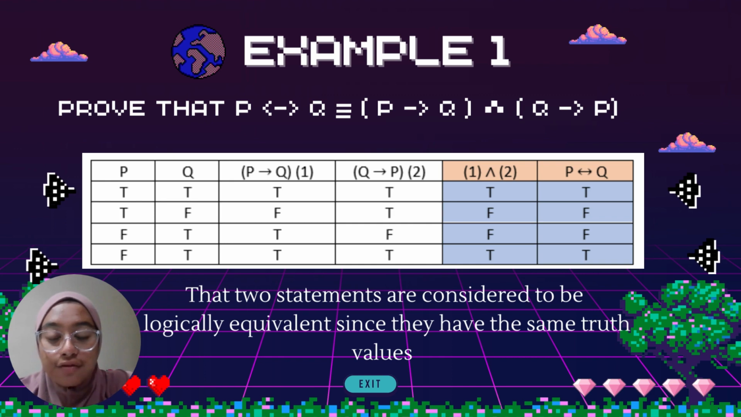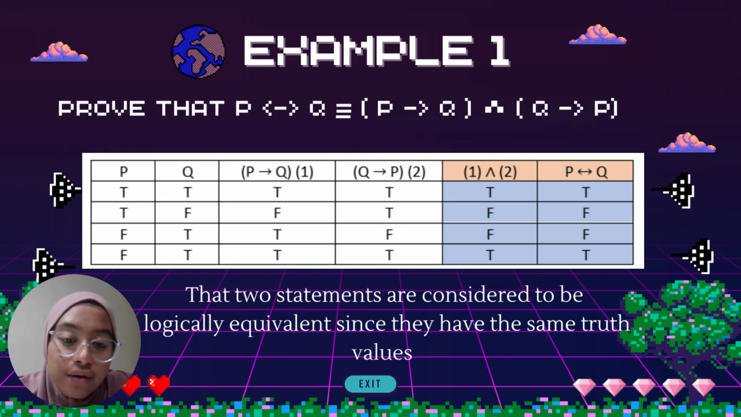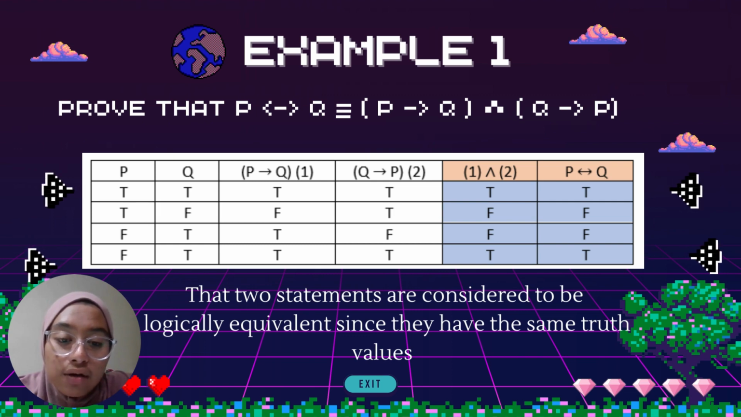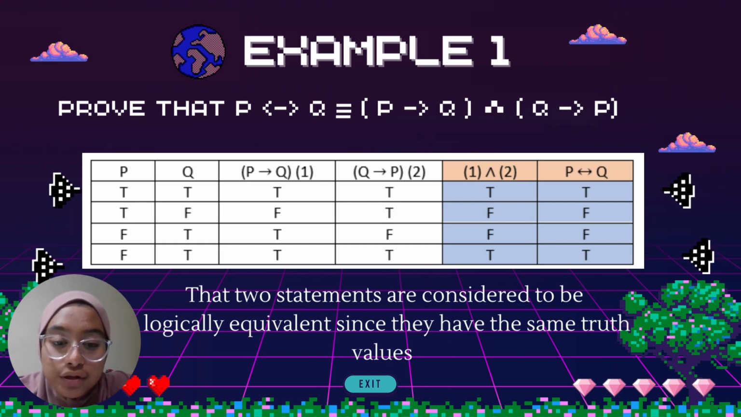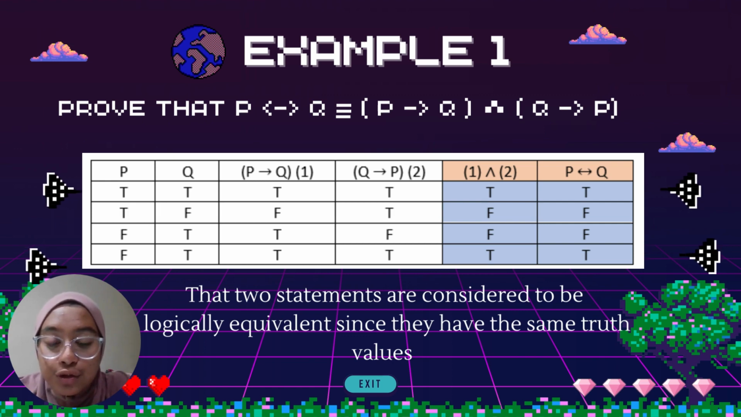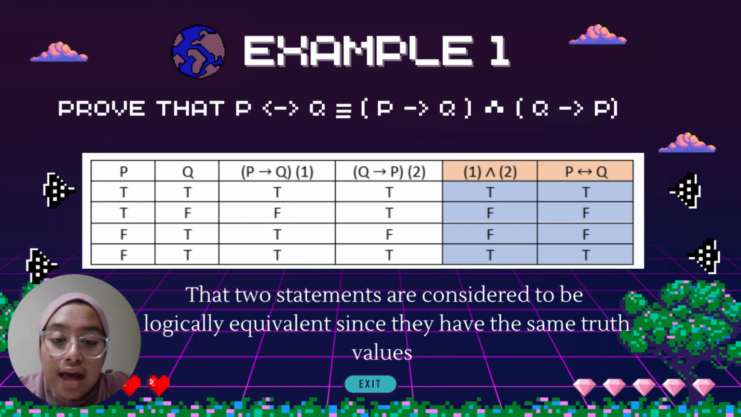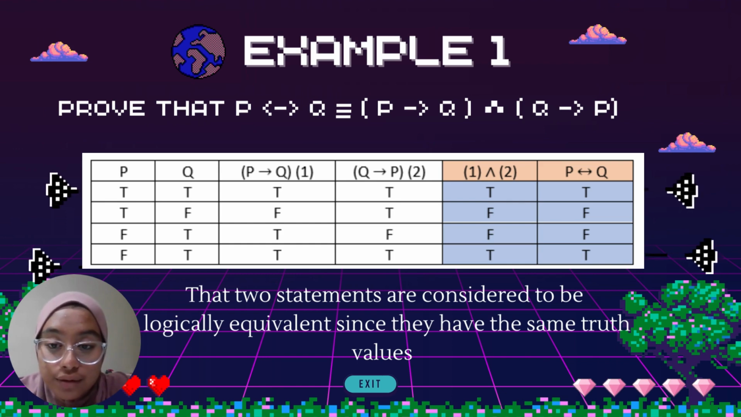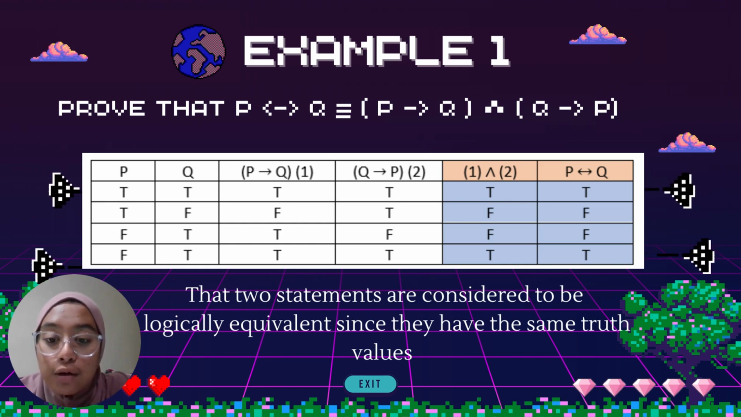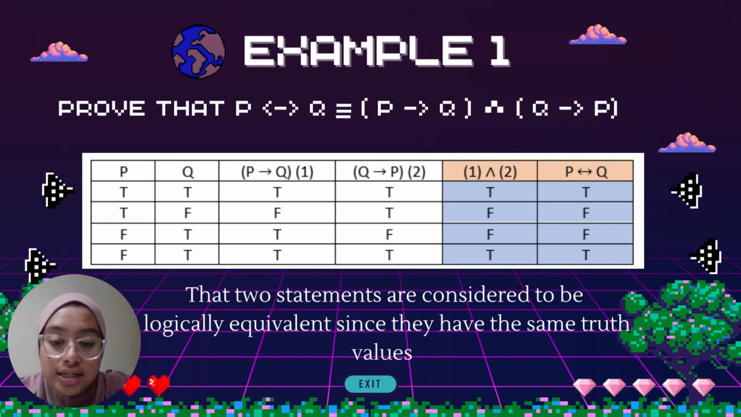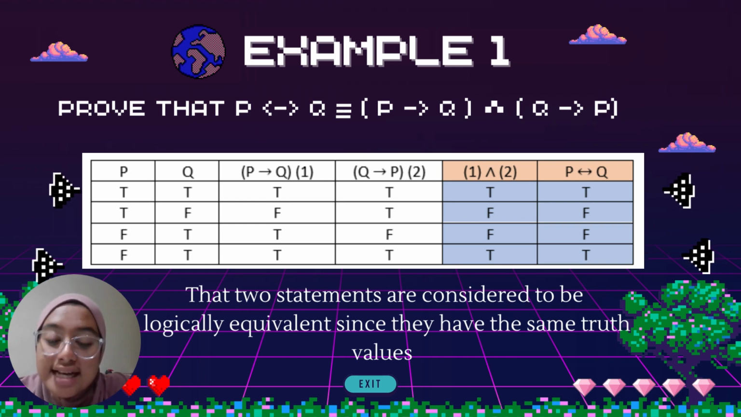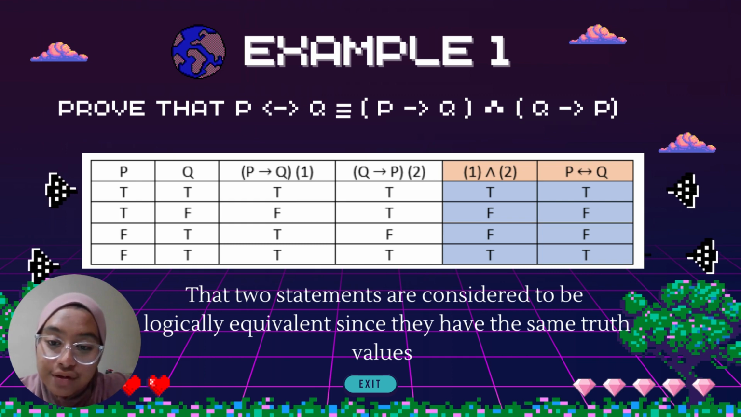And let's settle down the left hand side. P if and only if Q has the truth value of true, false, false, true. So let's look at the two second last columns. They have the same truth value, so we can conclude that the two statements are considered to be logically equivalent since they have the same truth value.